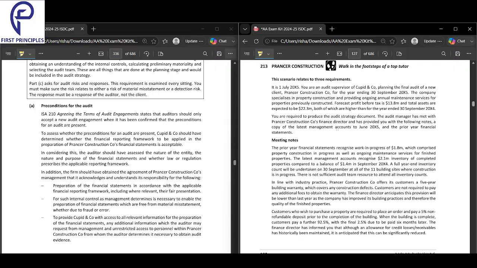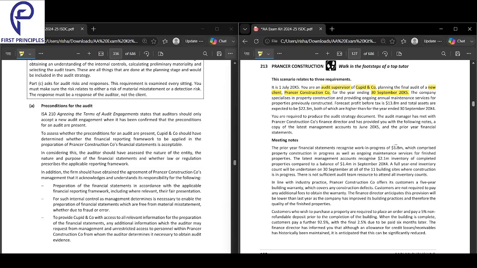We're just getting a little background over here. You are the audit supervisor, and you are planning the audit of a new client. Cupid and Co is the audit firm. A new client would automatically be a risk, right? The new client is Prancer Construction Co., and the year end is 30th September. This is just the little background you need right now.